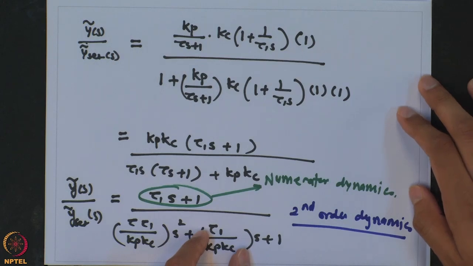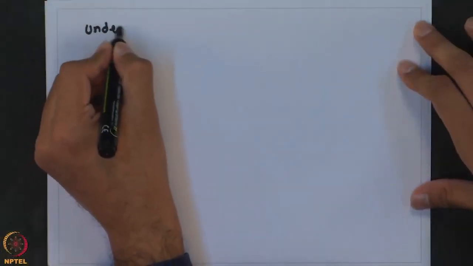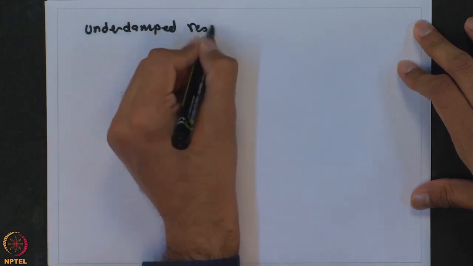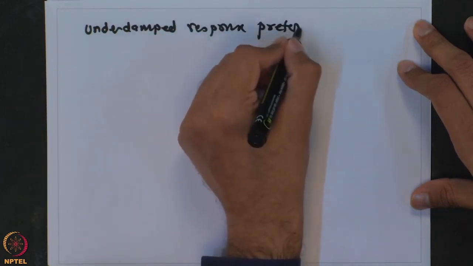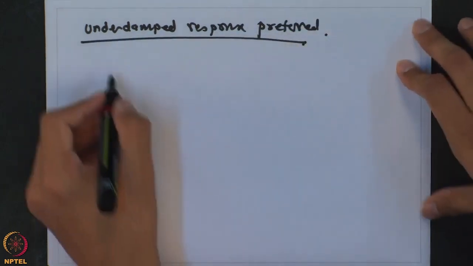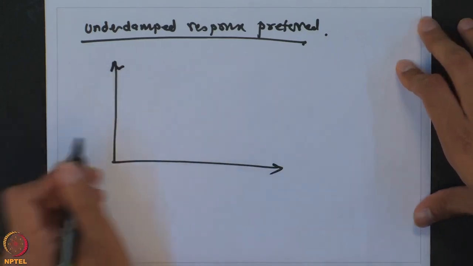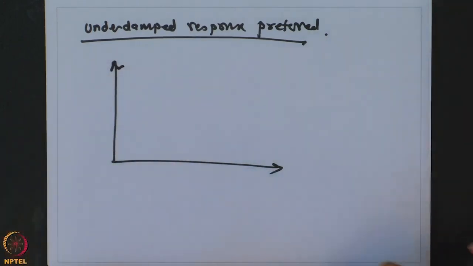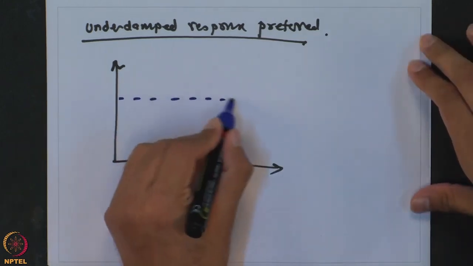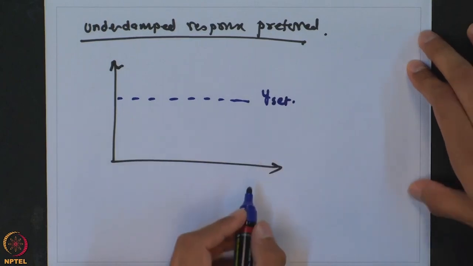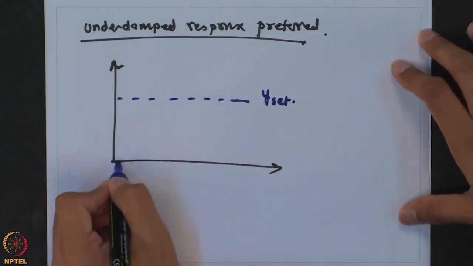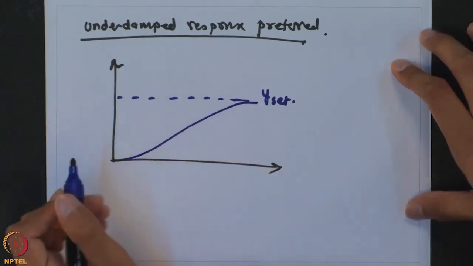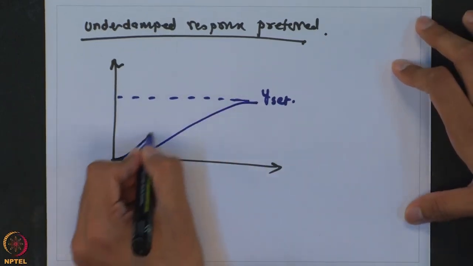And most of the time, especially for servo type of problems, we try to make it an underdamped response, the reason being, let us say this is the set point which we are tracking. If we use an overdamped response, the response will look like this. If we are looking at critically damped, it will be faster.